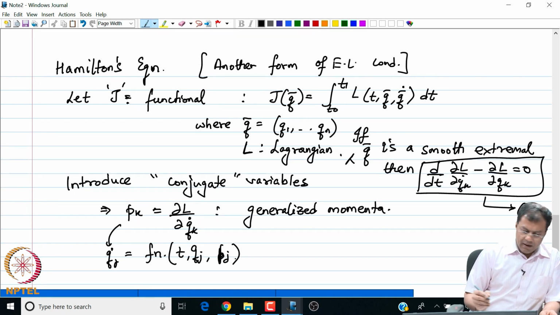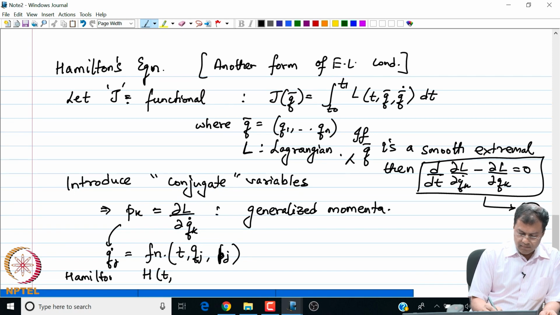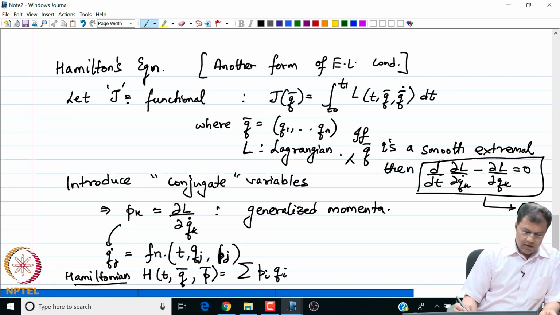Okay. So my Hamiltonian, so this is my first variable. My Hamiltonian H of t, I call this my Hamiltonian function, H of t comma q bar comma p bar, is the summation of Pi Qi dot minus L of t comma q bar comma q bar dot.